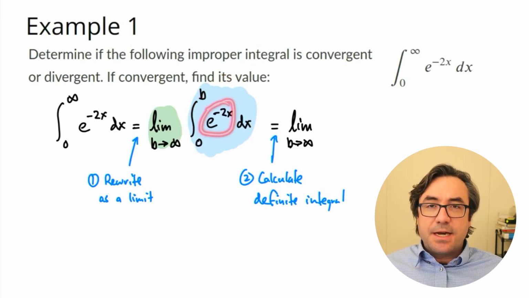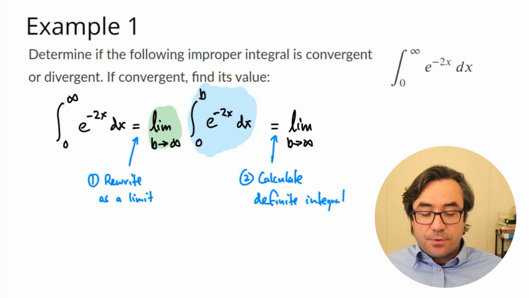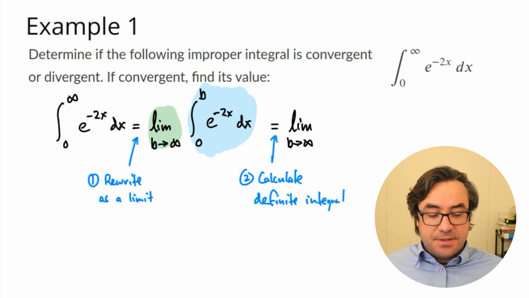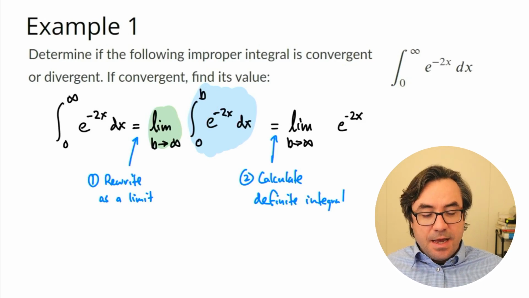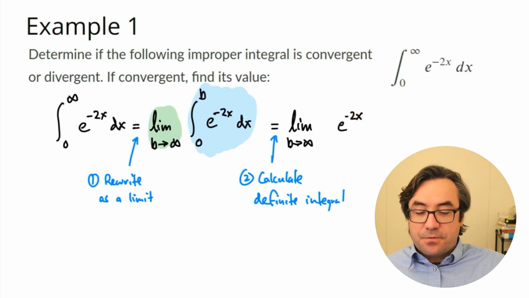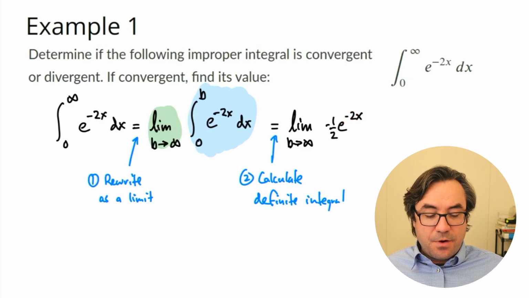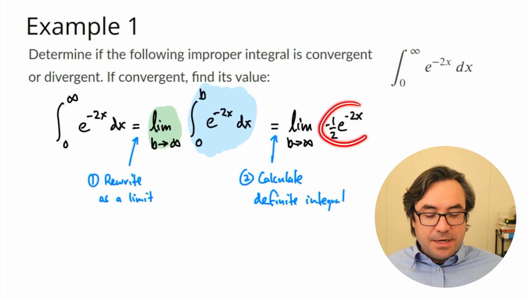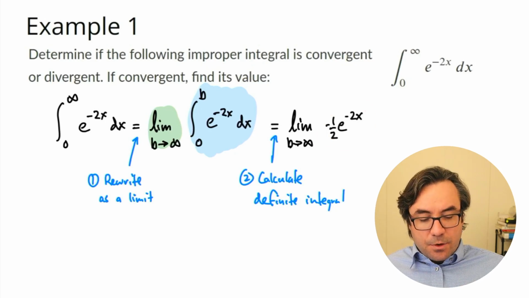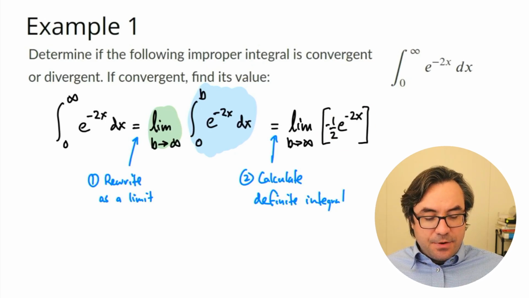We've got to get an antiderivative. The antiderivative of e to the negative 2x, this is a k-form function, so it ends up being e to the negative 2x, and then we take that constant k in front of the x, flip it, and put it in front of our e, so negative 1/2. This is our antiderivative, and we're going to evaluate it from x equals 0 to x equals b.